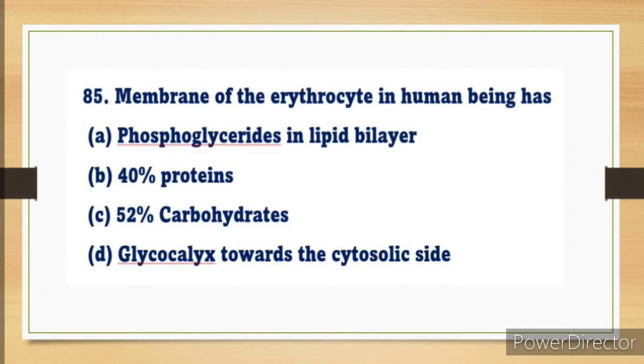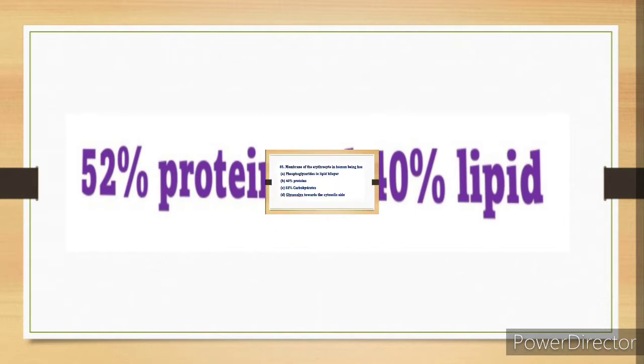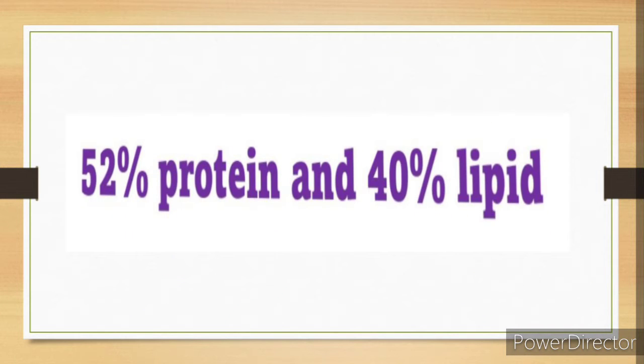Question number 85. Membrane of the erythrocyte in human being has. Chemical studies on cell membrane, especially in human RBCs, show that the membrane of RBC has approximately 52% of protein and 40% of lipid.